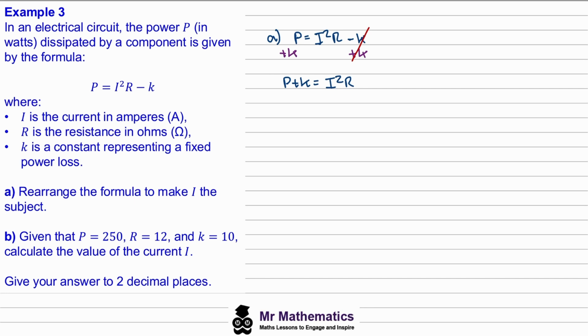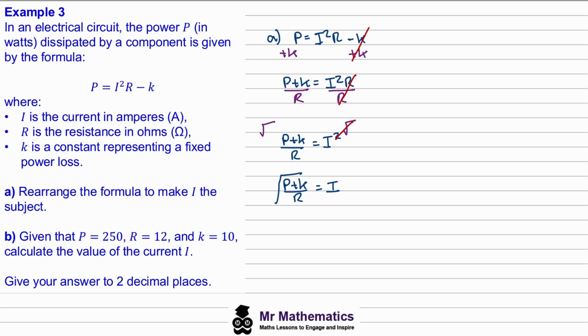And what do you think we need to do next? So now we need to divide both sides by the R. And these two will cancel. So we'll have P plus K over R will equal I squared. Now, how do you think we cancel out this square term? So we take the square root of both sides. And then these two will cancel, the square and the square root. So what we have is the square root of P plus K over R will equal I. How did you get on with that?